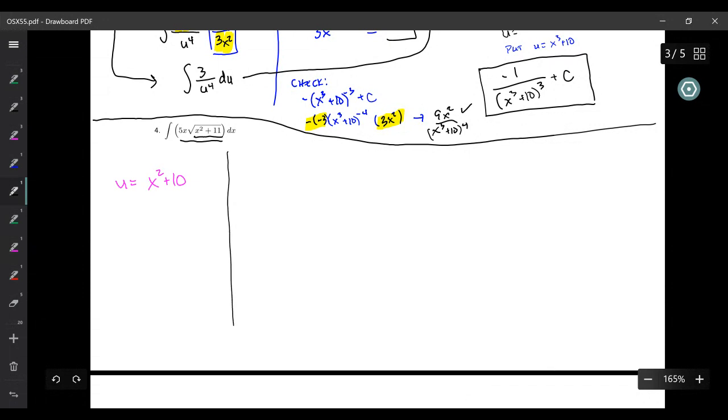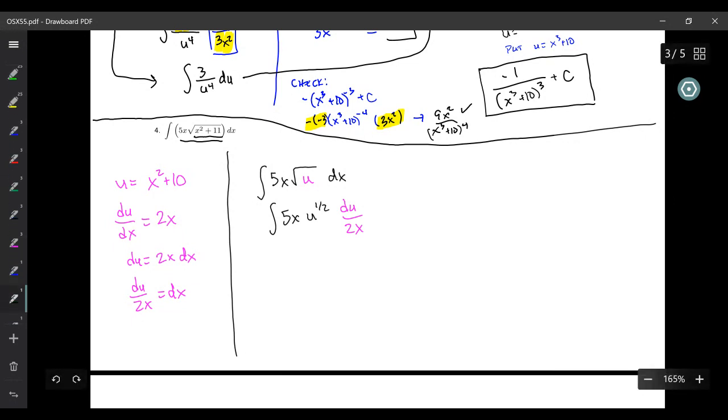If your u involves a bunch of complicated stuff, then you need to pick something else. So this is now my integral. We want to get rid of that dx, so I'm going to take the derivative of the u that I picked. You multiply the dx to the other side. du over 2x is equal to dx. So I'm going to plug it in right here, du over 2x. I'm also going to start cleaning this up. This is 5x. This is u to the 1/2 power.